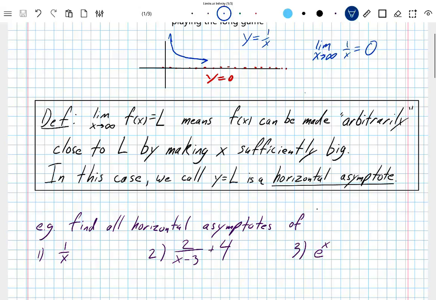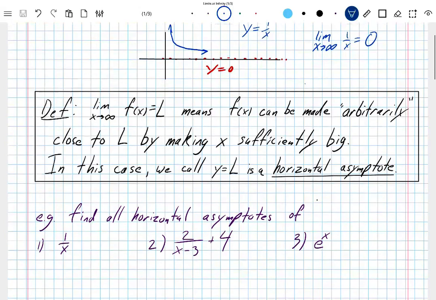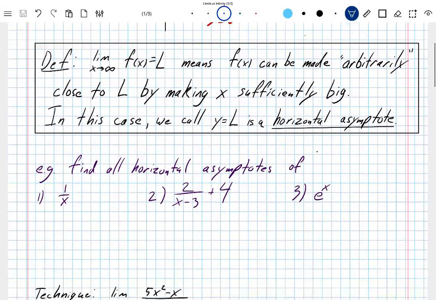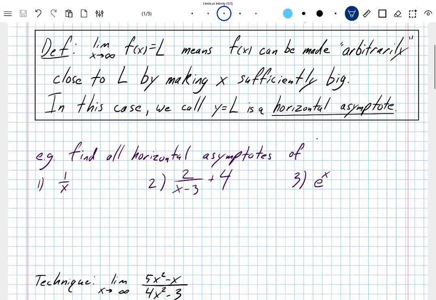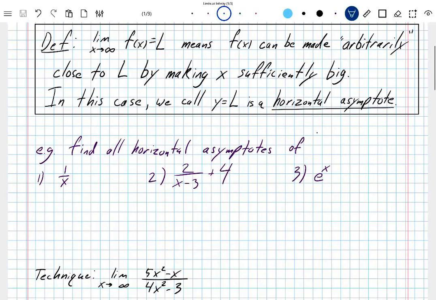All right, enough talk. Let's just do a couple of real basic examples here. I want to find all of the horizontal asymptotes of a couple of not too tricky functions. So 1 over x. We just saw that if I take the limit as x goes to infinity of 1 over x, that is 0. And that's going to give us the asymptote y equals 0.